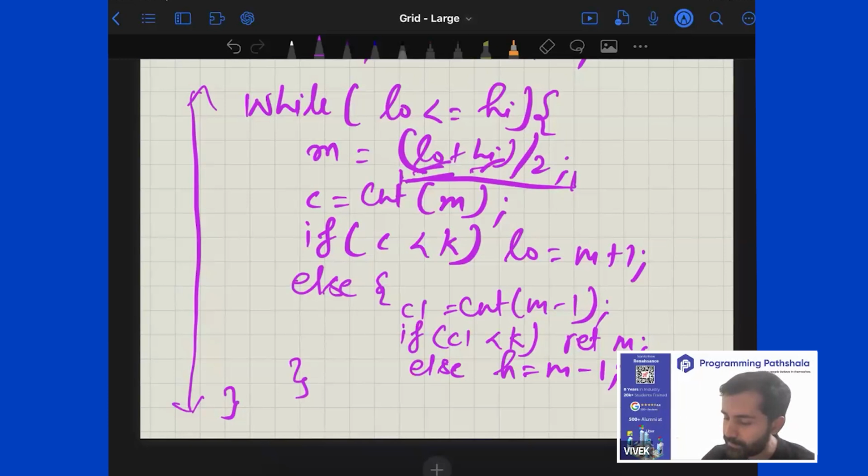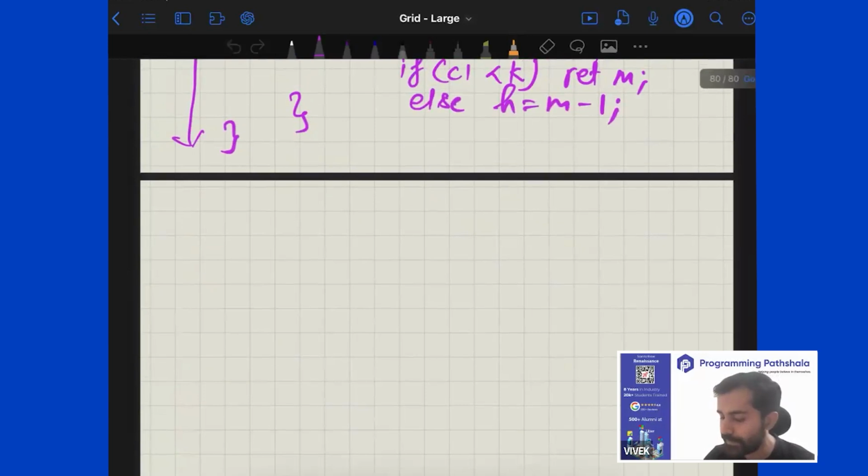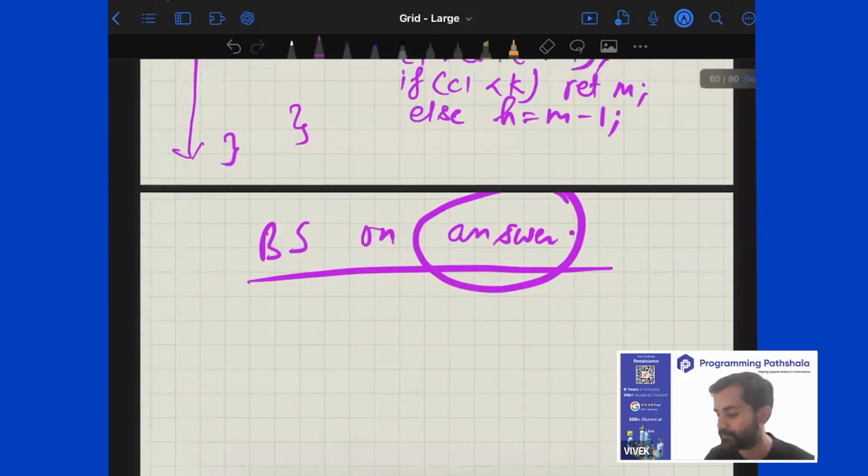But this concept, which was, I would say, the gold of today's lecture, could you relate to it? How many of you completely got this part? Yeah. So see, this is known by different names. People call it binary search on answer. Why is it called binary search on answer? Because that is what we did.